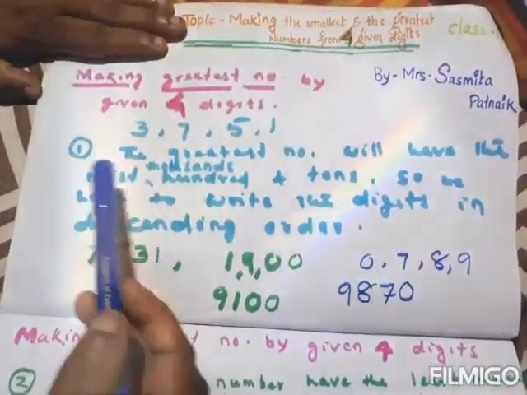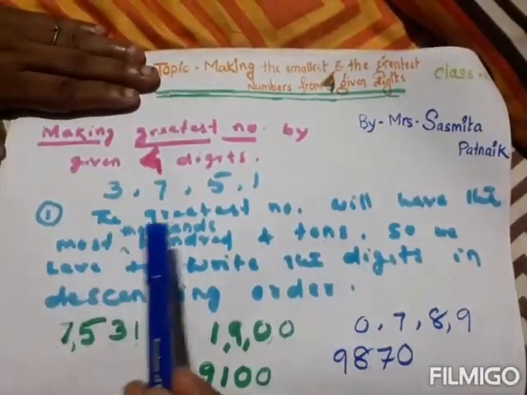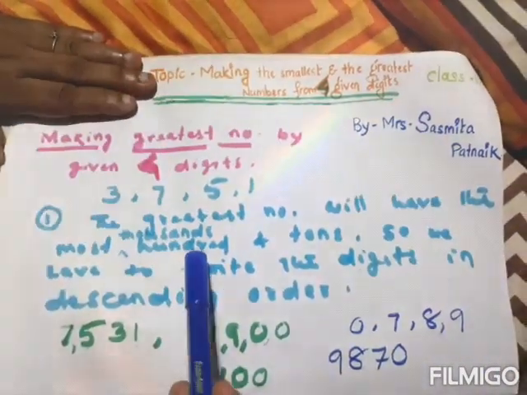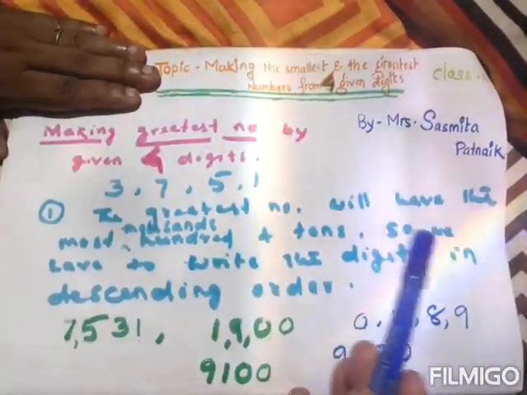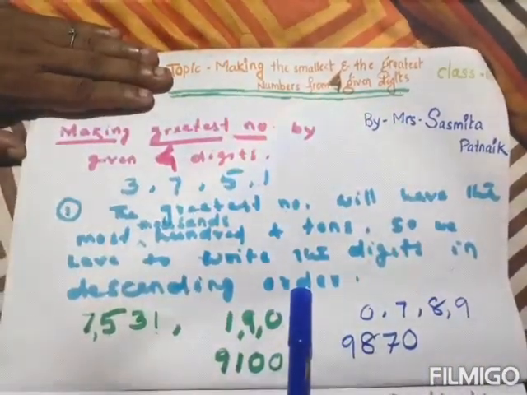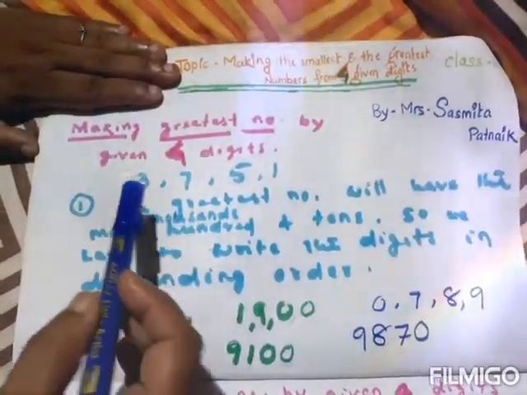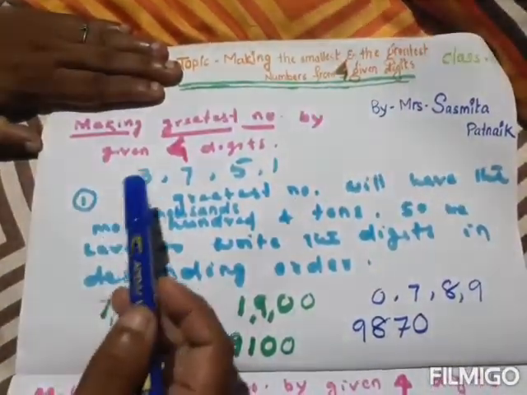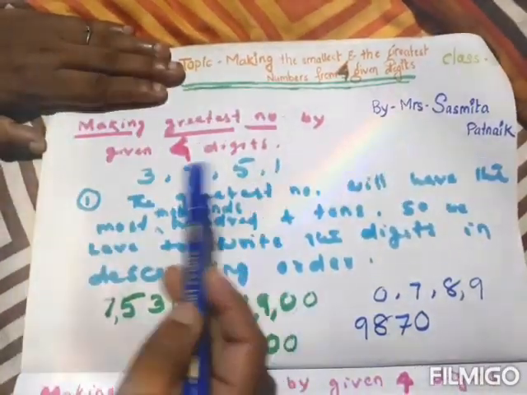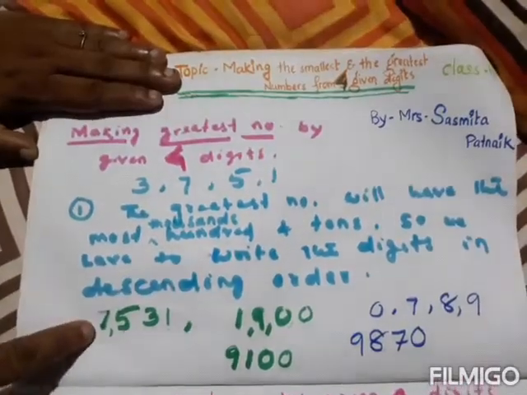Okay, the rule is the greatest number will have the most thousands, then hundreds, then tens, then ones. So we have to write the digits in descending order. Children, as we have a 4-digit number, we must have the thousands. Okay, among 3, 7, 5, 1, which one is the bigger one, children? 7 is the bigger one, so I write 7 here.